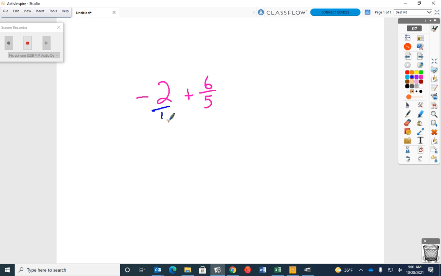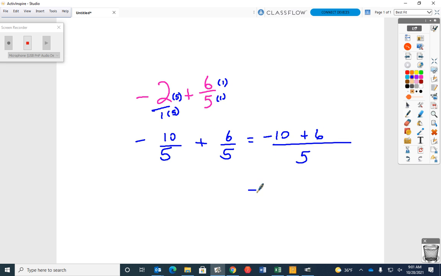Now, this gets easy, because what's the common denominator here? 5. So I write my 5. Write my 5. Is this going to stay negative? Yes. How did I get from 1 to 5? 1 times what? 5. What's 2 times 5? 10. How did I get from 5 to 5? 1. Stays the same, right? So 5 times 1, what's 6 times 1? 6. All of this is over 5, so I have negative 10 plus 6. If you owe me 10, but you have 6, do you still owe me money? Yes. How much do you owe me? 4. Negative 4 over 5.